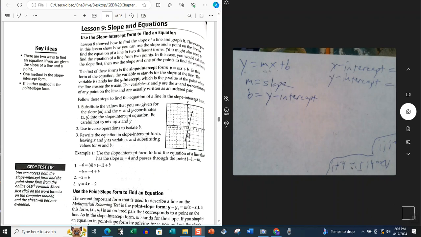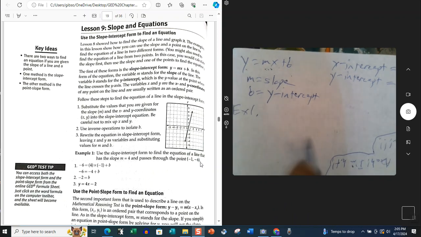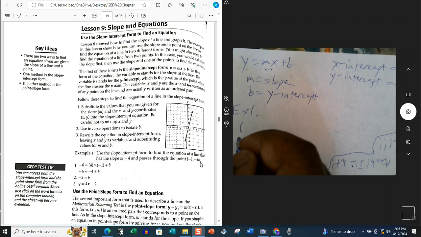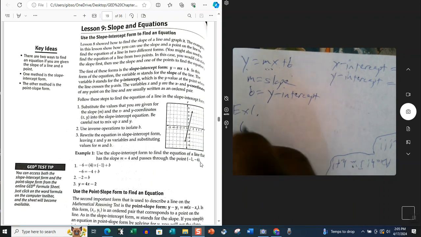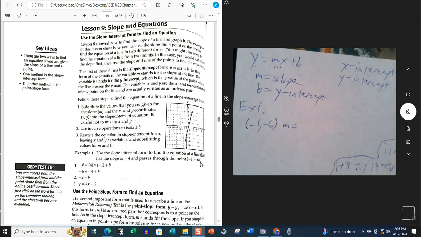Let's look at example 1. It says use the slope-intercept form to find the equation of the line that has slope m equals 4 and passes through the point -1, -6. So now with this example 1, we have the ordered pair -1, -6, and we're also given the slope, which was given as 4.